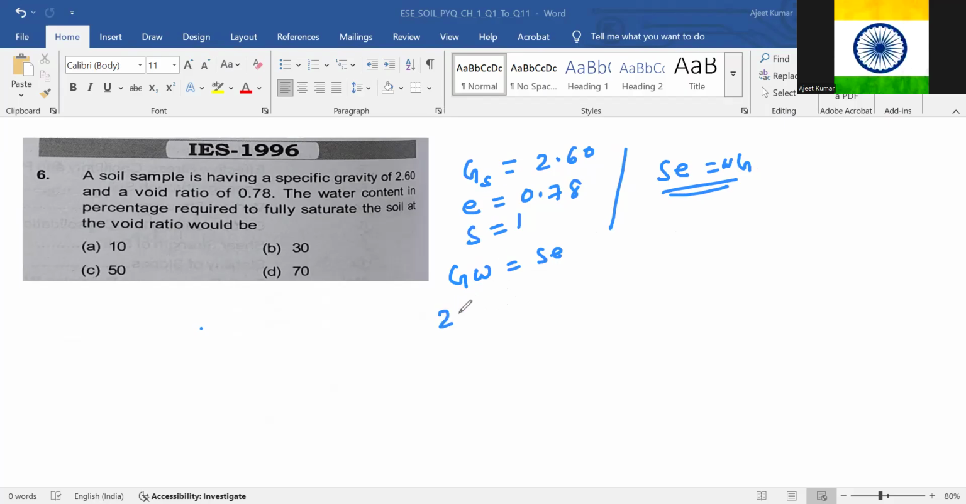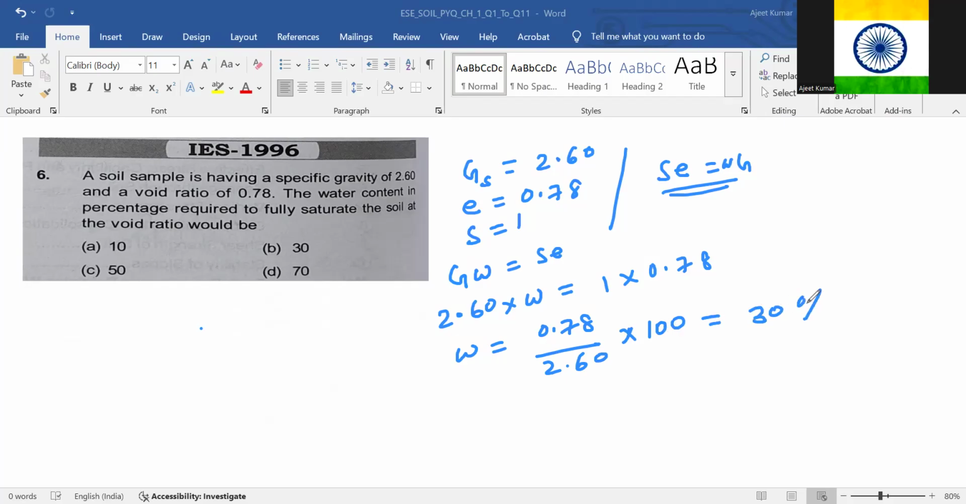So G is 2.60 into w. You have to calculate w is equal to S, which is 1, into e, which is 0.78. So w is equal to 0.78 divided by 2.60, and in percentage you multiply by 100, which is equal to 30%. So this will give you the result 30%.